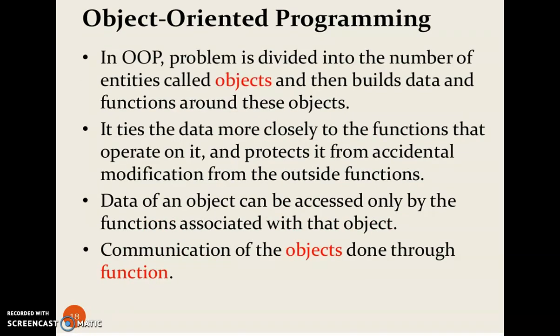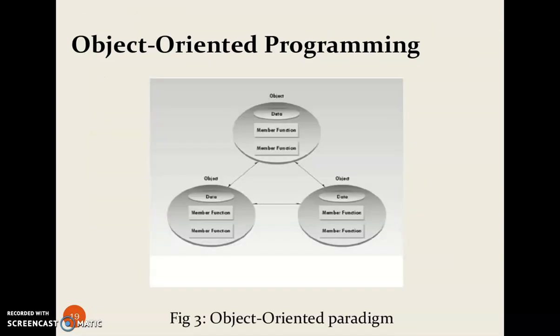In object-oriented programming, the problem is divided into a number of entities called objects that build data and functions around these objects. So the objects can communicate with one another through the functions. This is the pictorial representation of the object-oriented paradigm. Here 3 objects are there. Each object can share data or pass messages through the functions.